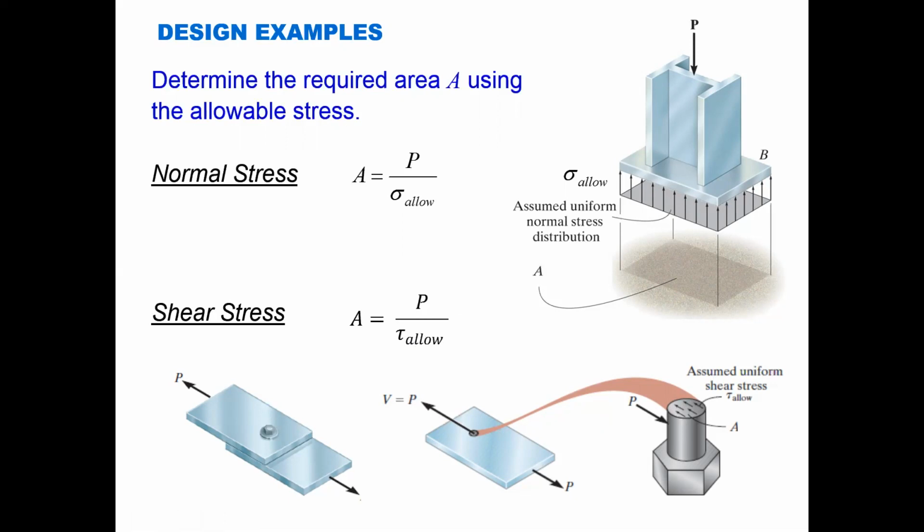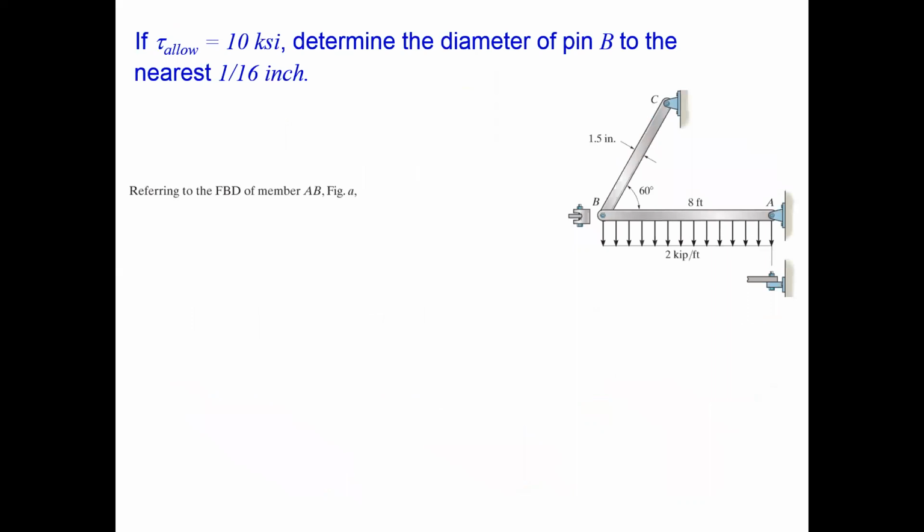Okay, so we're using what we know about the allowable normal stress and allowable shear stress in a design setting. So let's get a little bit more specific, tying back to our original example. What we want to come up with is the design: we want to determine the diameter of this pin at point B to the nearest 1/16 of an inch, where the pin material has an allowable shear stress of 10 kips per square inch, okay?